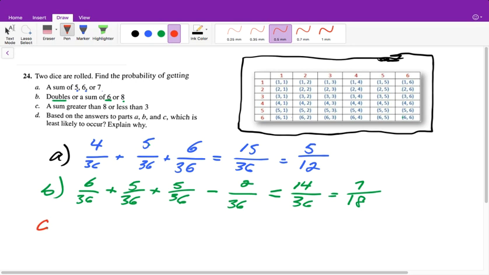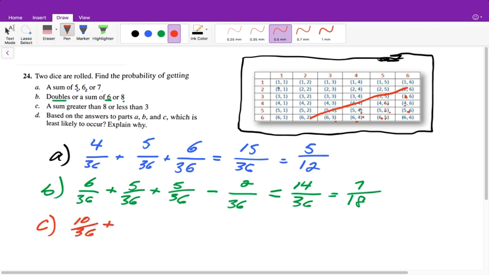All right, now for letter C, a sum greater than 8 or less than 3. So greater than 8, so these are all of our 8s here. So then if we want to do greater than 8, we just need to count all the ones below it. 1, 2, 3, 4, 5, 6, 7, 8, 9, 10. Let me just count those again, make sure I did that right. So 1, 2, 3, 4, 5, 6, 7, 8, 9, 10. All right, so that's 10 out of 36.